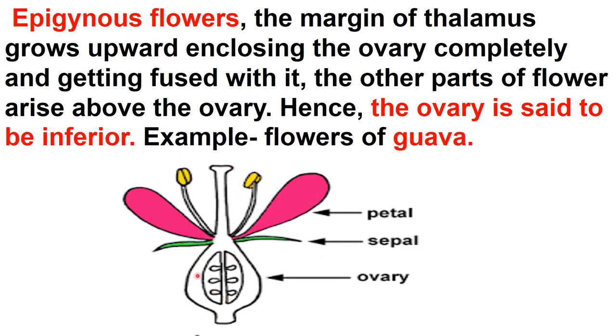Because the ovary is at the lower position with respect to all these other parts, the ovary is said to be inferior. That's why it is called an inferior ovary. An example of such flowers is the guava flower. Guava flowers are called epigynous flowers, and in those flowers the inferior type of ovary is found.